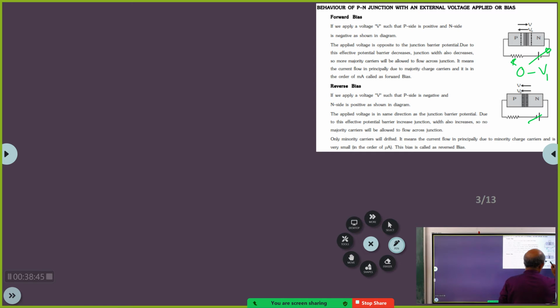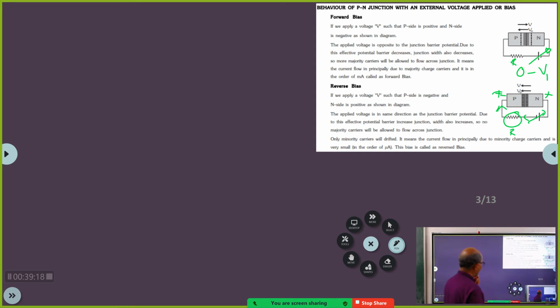Now, the same thing if I do it for this. What happens? As I increase this voltage, the reverse saturation current is very small, microamperes. So, microampere current will be flowing through this. And what will be the drop here? The drop here will be whatever microampere current is flowing into R. That will be the drop. The remaining voltage will be across this.